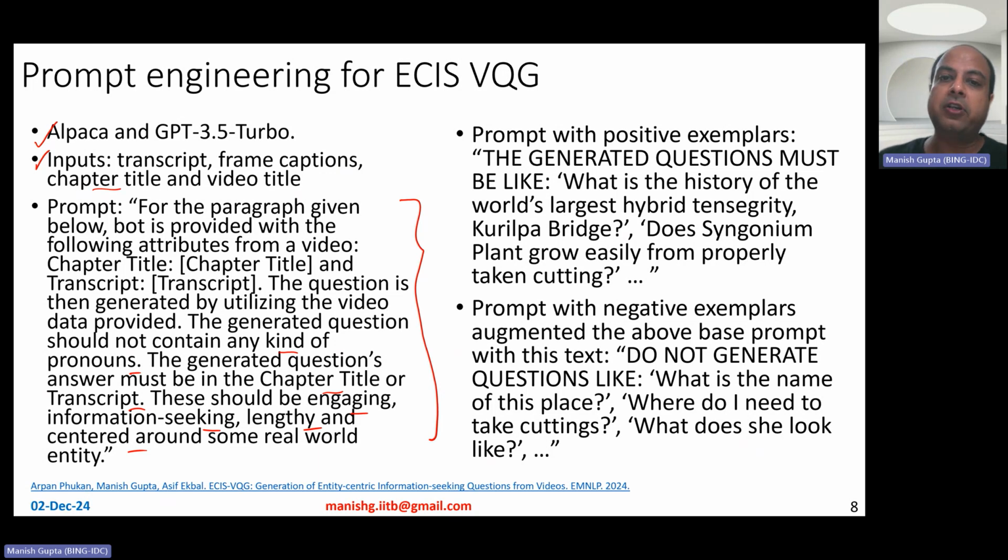In fact, we also experimented by giving it positive exemplars. We said the generated questions should be like these. These are positive examples of what ECIS questions are. We also give it negative examples, saying: do not generate questions like these. What is the name of this place? Where do I need to take cuttings, and so on? Questions that contain pronouns or are not self-complete by themselves, right? So we did few-shot prompt engineering where we gave positive and negative examples. We gave a very good task description. We gave all the context we could.